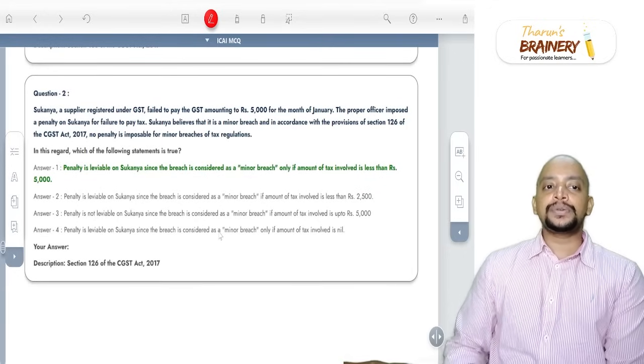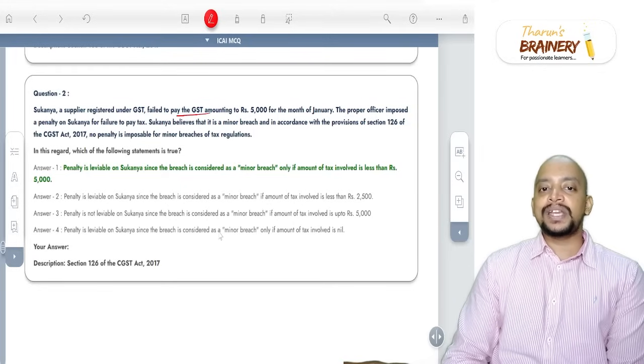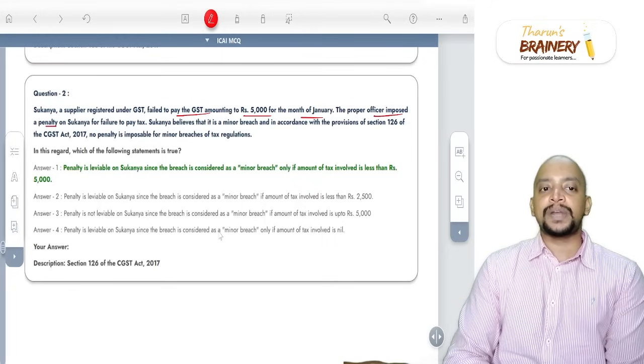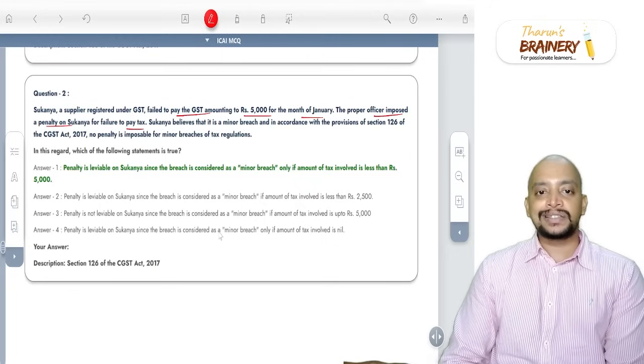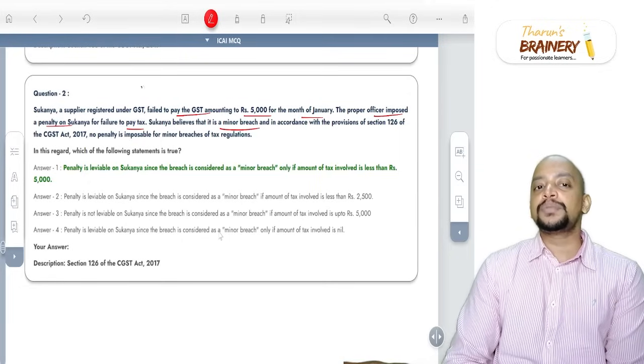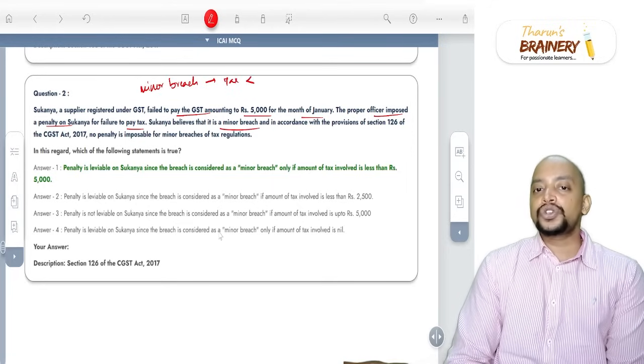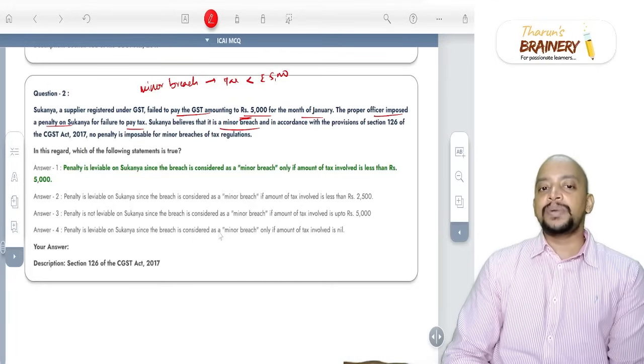Then question number 2. Sukanya, a supplier registered under GST, failed to pay GST amounting to 5,000 for the month of January. The proper officer imposed a penalty for failure to pay tax. Sukanya believes that it's a minor breach. No, it's not a minor breach. What is called a minor breach? Minor breach means the tax should be less than 5,000. So here it is exactly 5,000. It is not a minor breach.